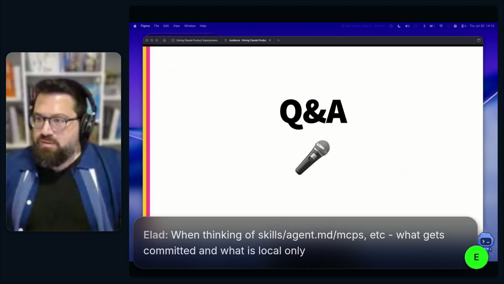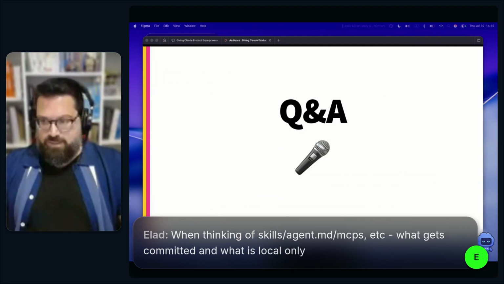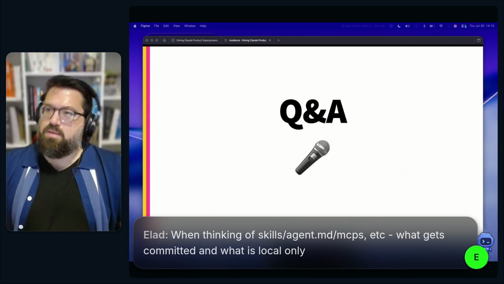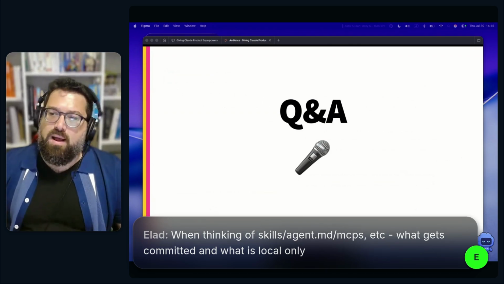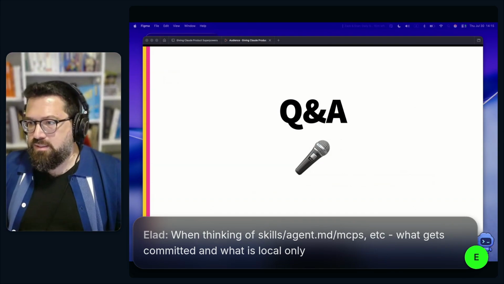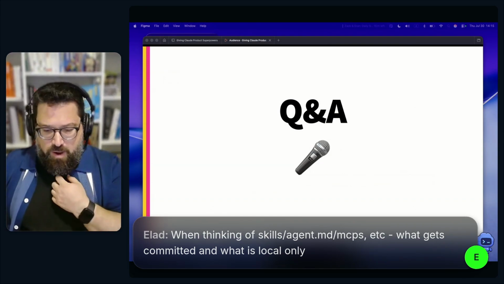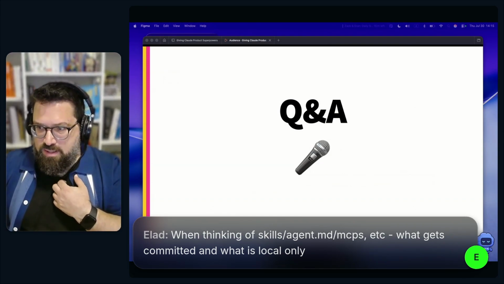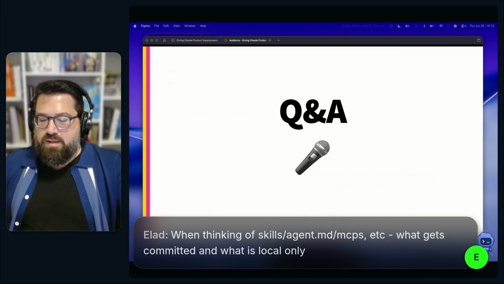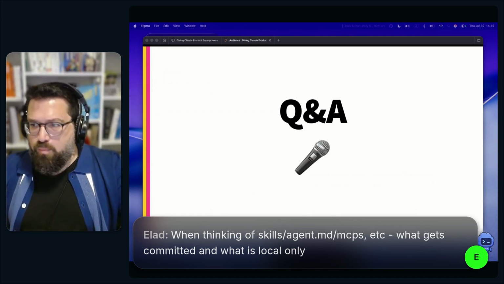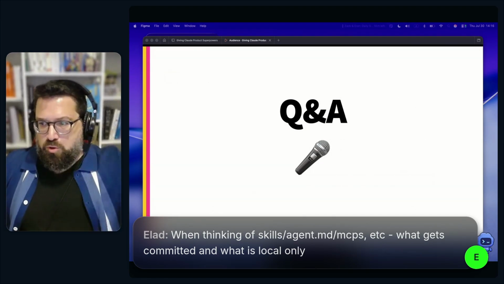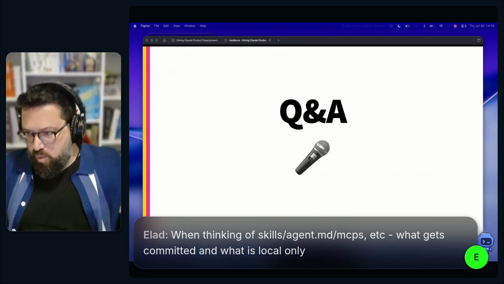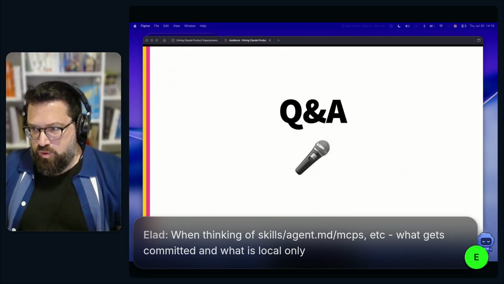When thinking of skills, Agent.md, MCPs, etc., what gets committed and what is local only? Okay, well, first of all, Agent.md typically lives inside the repo. Skills can live outside the repo in a couple places. It can live in your Claude local global folder, so it applies across the board, not just in a specific repo.